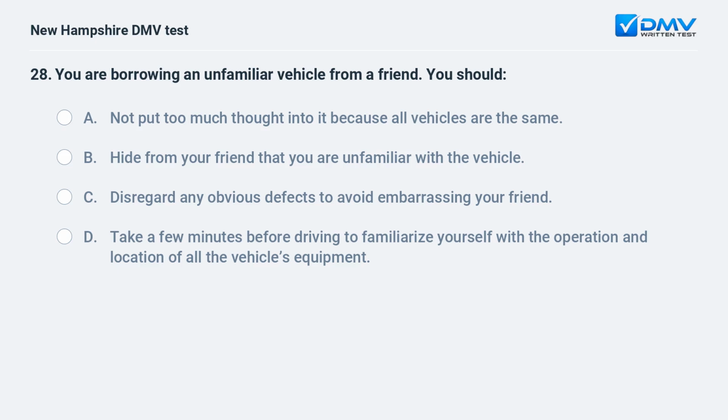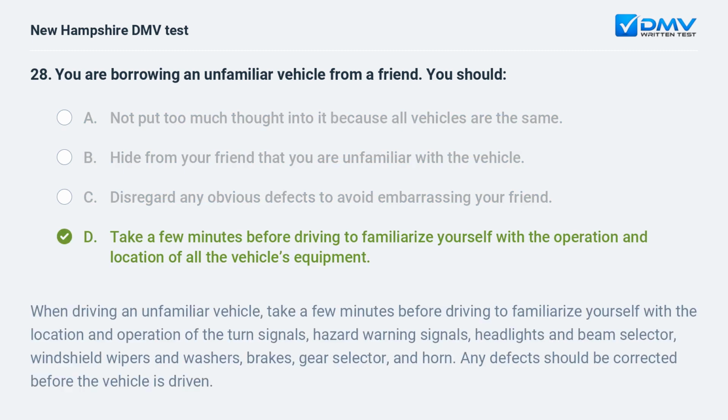You are borrowing an unfamiliar vehicle from a friend. You should A. Not put too much thought into it because all vehicles are the same. B. Hide from your friend that you are unfamiliar with the vehicle. C. Disregard any obvious defects to avoid embarrassing your friend. D. Take a few minutes before driving to familiarize yourself with the operation and location of all the vehicle's equipment.